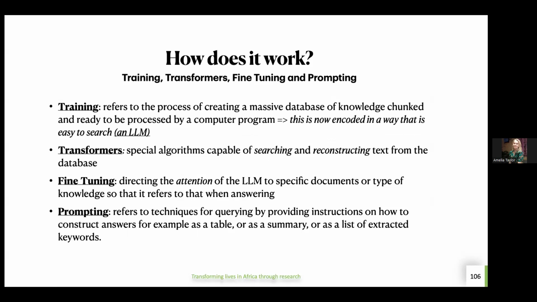So what technologies do these large language models use or leverage? I'm listing the four main ones. You have training. So they're able to create massive databases of knowledge that are chunked and ready to be processed by a computer program, and then used to train that model.